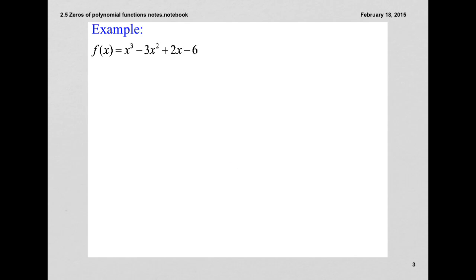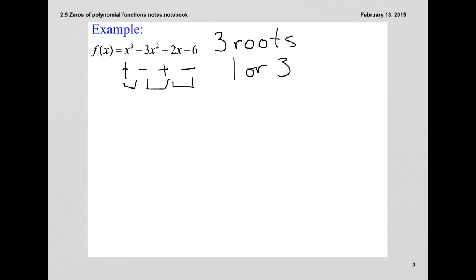Okay, let's look at another example. Again, we want to find out how many roots, so we find the degree of the equation, so that is 3 roots. Now we want to find the type of roots. Well, I'm going to speed this up a little bit and just look at the signs. That's a positive, that's a negative, that's a positive, that's a negative. So I have a sign change here, here, and here. When I have an odd number of sign changes, I start with 1. So I have a possibility of 1 or 3 positive roots.